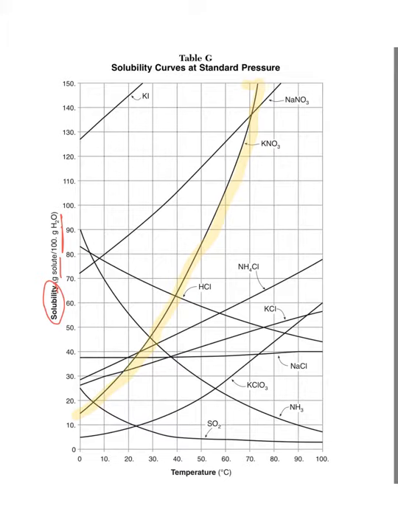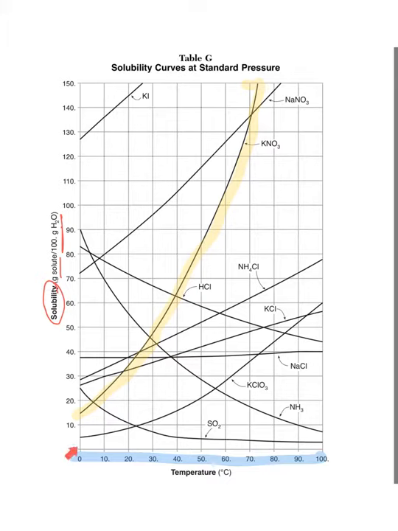This is showing the solubility of the KNO3 as we increase the temperature. So you'll notice down here on the x-axis, I'll highlight them for you, we have different temperatures, starting at 0 degrees, all the way up to 100 degrees. And you'll notice that the line has a positive slope. And that means that as the temperature is increasing, the solubility of this salt is increasing.